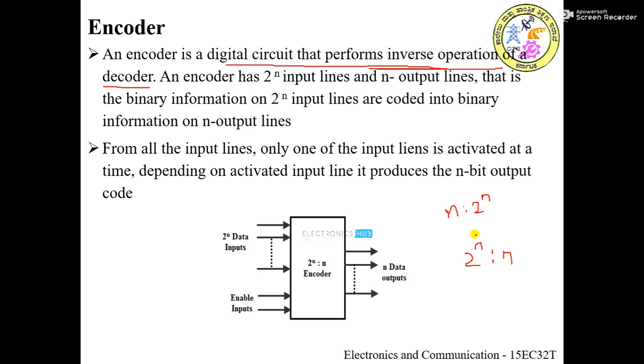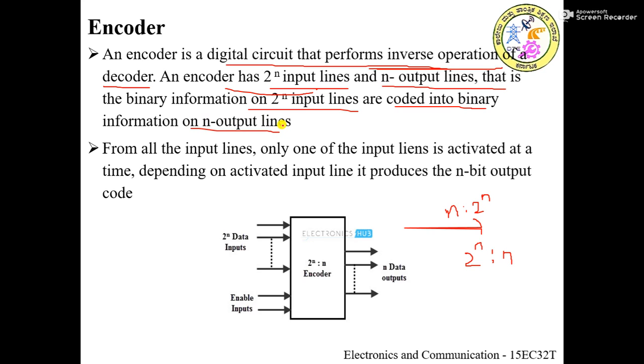So this is the combinational logic circuit system which receives the decoded information on the 2 to the power of n input lines and produces the encoded output on the n output lines. This is the exact reverse operation of a decoder. So an encoder has 2 to the power of n input lines and n output lines, that is, the binary information on 2 to the power of n input lines is coded into the binary information on n output lines.